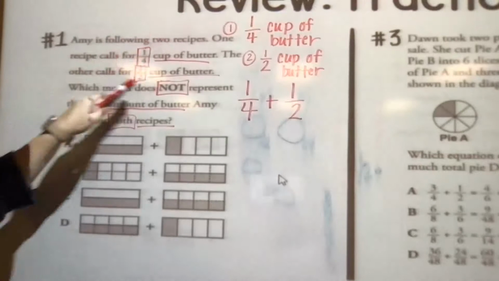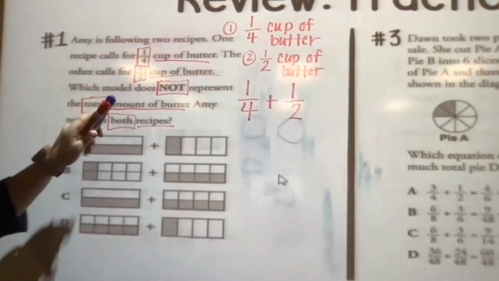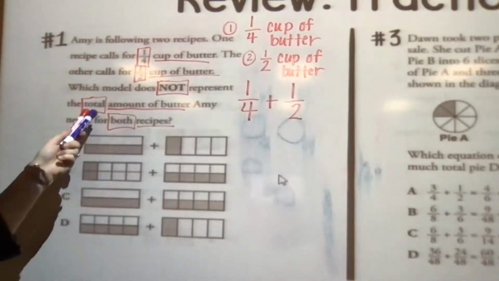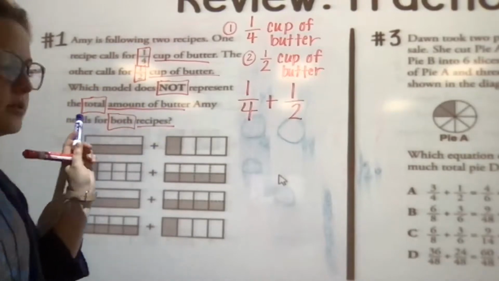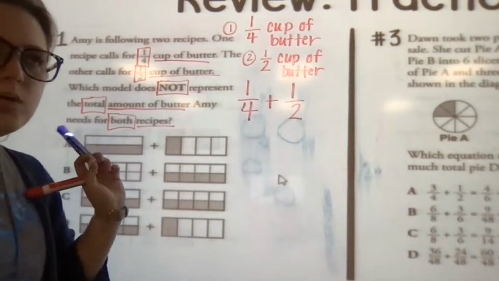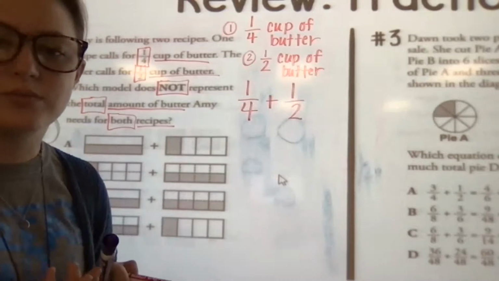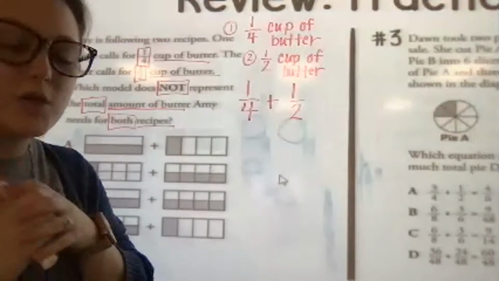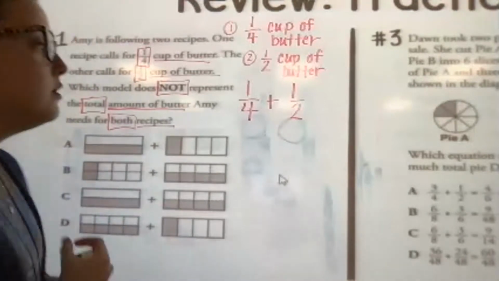Let's look. So we know about Amy following the two recipes, but nothing in here really tells us about it. So let's look at the question. It says, which model does not represent the total amount of butter Amy needs for both recipes? We squared this word, total. What does total tell you? What does it tell you that you need to do? When you're finding a total, you are adding. So total was our keyword for knowing that we are doing an addition problem, okay?